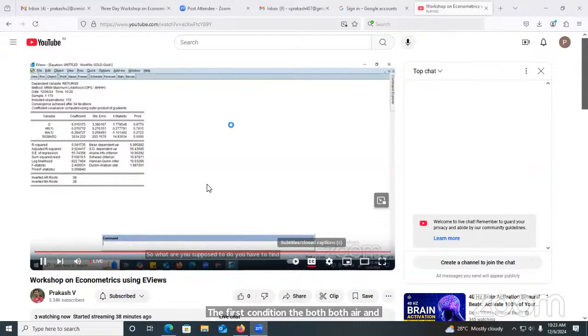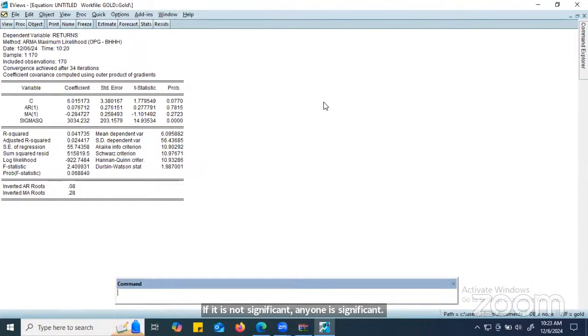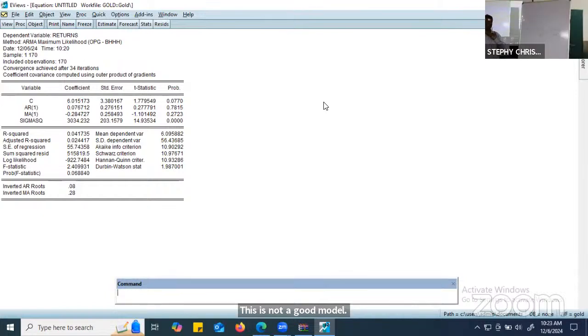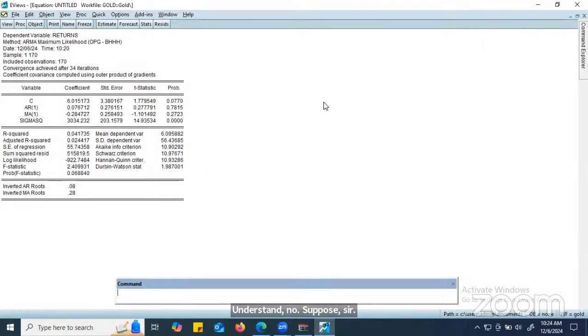If it is not significant, only one is significant. Sir, MA is significant, AR term is not significant. This is not a good model. This is not an appropriate model to forecast. Understand? Suppose AR is significant, MA is not. Both the variables should be significant.